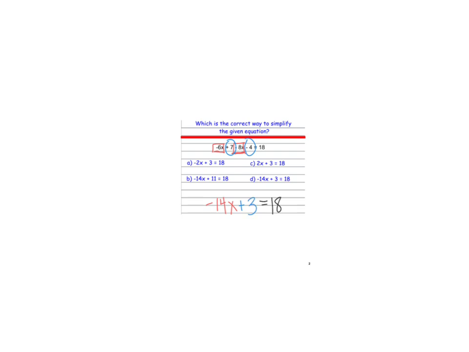And now it becomes just like what we did in the warm-up. I'm going to subtract 3. Well, it doesn't say to solve. I could keep going and solve this, but the question just asked what's the first step. So negative 14x plus 3 is the correct way to simplify this. If you actually go ahead and solve this, you end up with a decimal, which is fine. Decimals are fine, but the question did not ask that.